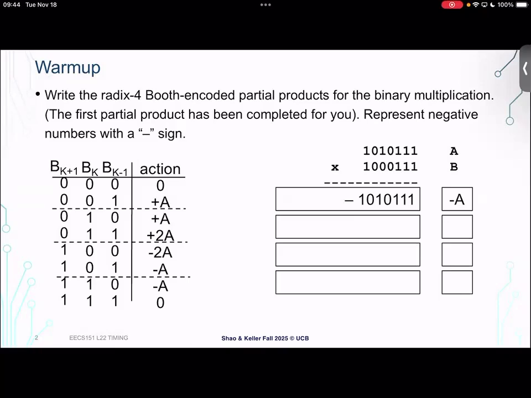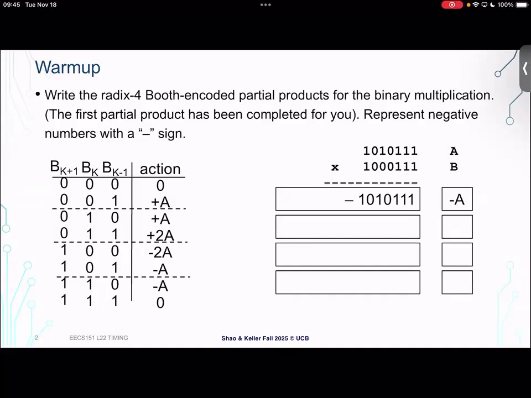All right, so let's talk about this one. So recall from last Thursday's rainy lecture that Booth encoding is a trick that we play in partial product generation when we want to multiply two binary numbers. And the trick is, instead of looking at a single bit of B at a time, we look at 2 bits of B to decide what partial products to generate, right?